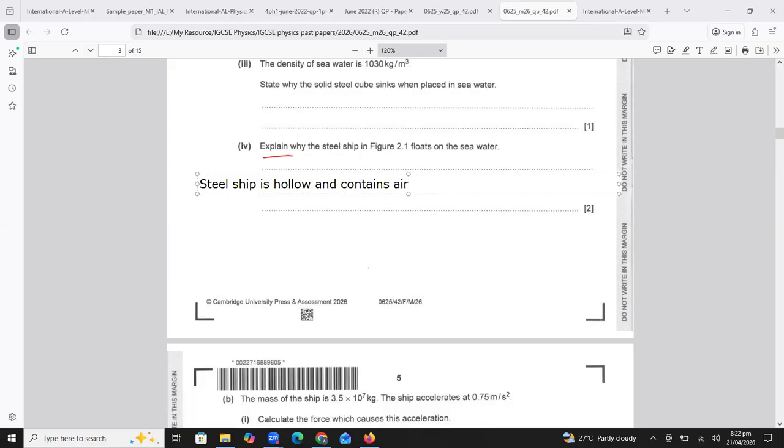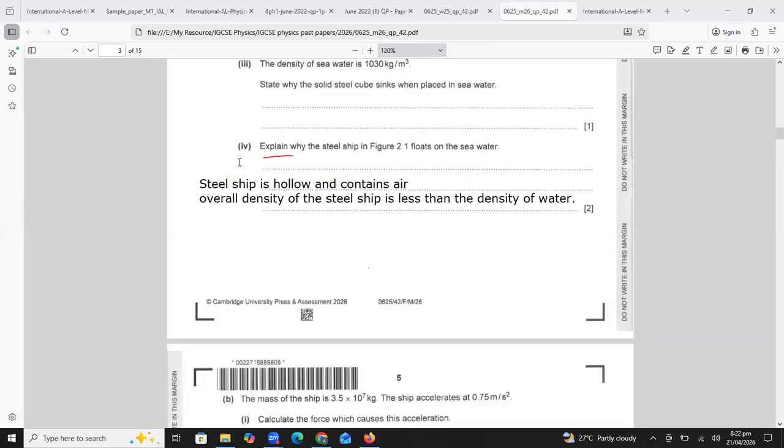So basically, when the steel ship is hollow and it contains air, it means that the volume of the ship is greater. All right. So when the volume of the ship is greater, the overall density of the steel ship is decreased. So we can write here, overall density of the steel ship is less than the density of water. So that's why the ship is floating on the surface of water.